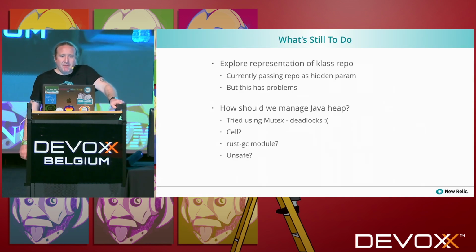So what's still to do? There's way more work to do on the class repo. I'm currently passing the repo around as a hidden parameter, but that has problems. The Java heap is the big question. I've tried a bunch of different things. I've tried using mutexes and get deadlocks. I've tried using cell. I'm contemplating the Rust GC module next, but that one is still a big open loop for me. Still, it's been lots of fun playing with it so far.